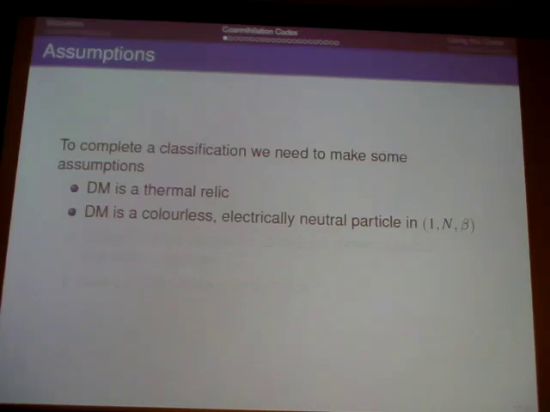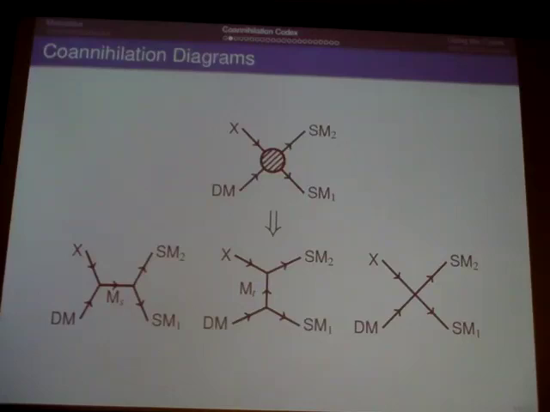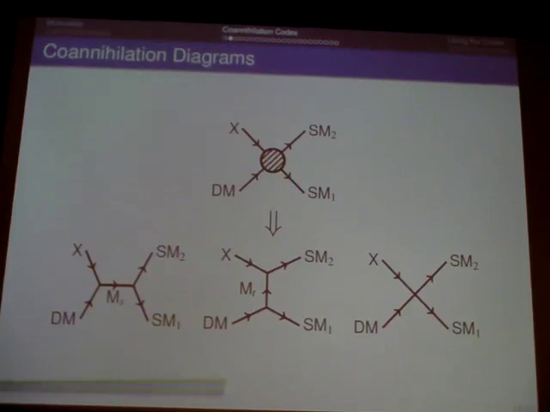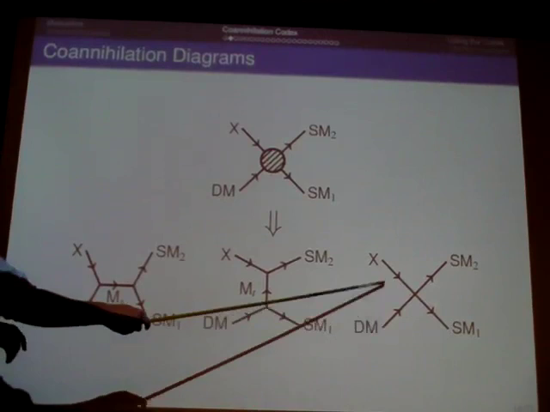The coannihilation diagrams we're going to talk about are going to be 2 to 2, and they're going to proceed by dimension 4 tree-level couplings. And the new particles we introduce are going to have spin 0, 1/2, or 1. So what you should have in the back of your mind is dark matter and X coming into some process, something happens here, and standard model particles come out. I should point out we allow for the case for X to be equal to dark matter, so we're including all of the usual dark matter annihilation scenarios in this classification. This sort of effective vertex can be completed by an S-channel mediator, a T-channel mediator, or in a few cases with a four-point diagram, if everything is a boson. So this is the picture you should have in the back of your mind.